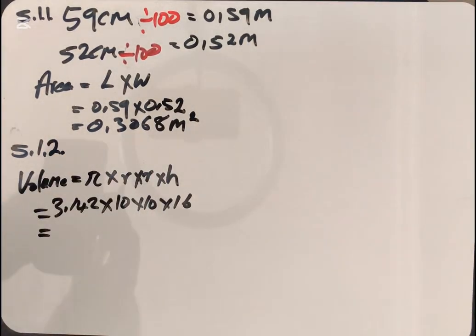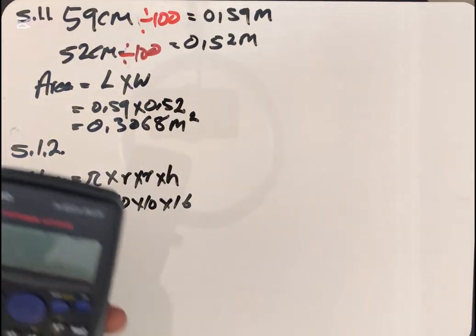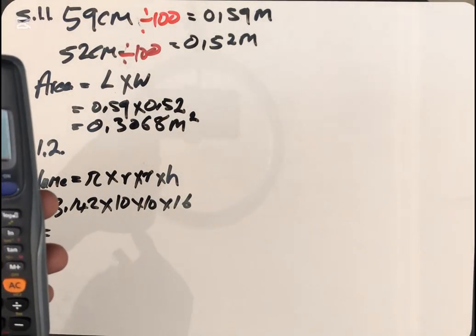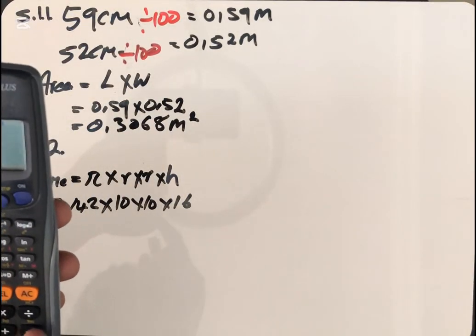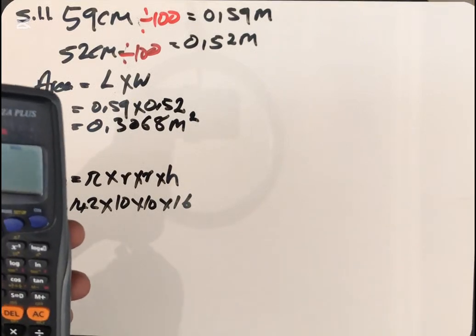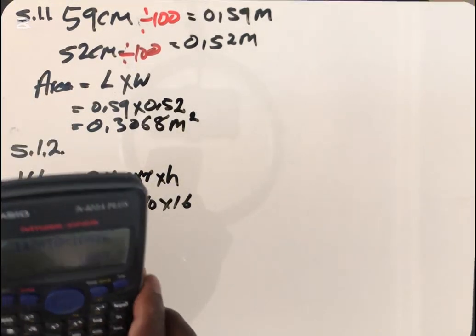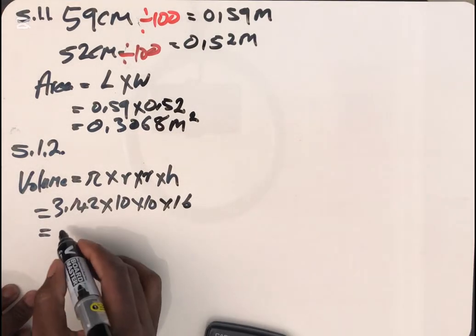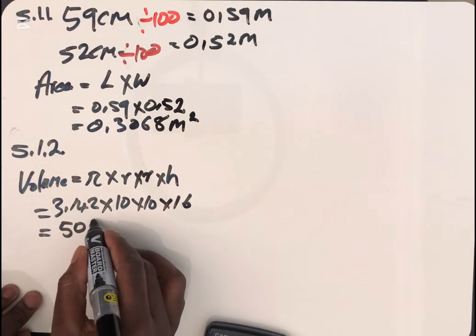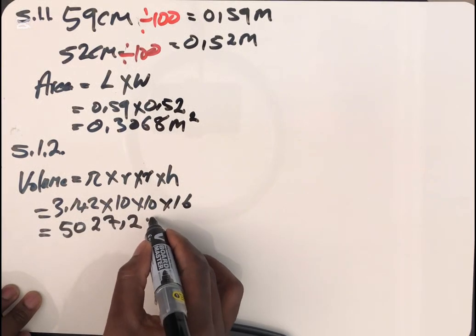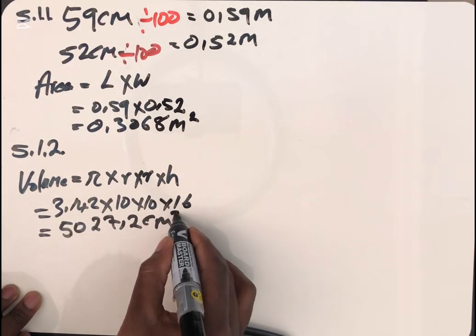Then we use a calculator to find the answer here. Using a calculator here, we are going to have 3.142 multiplied by 10 multiplied by 10 multiplied by 16. We found that our volume is 27.2 centimeter cube.